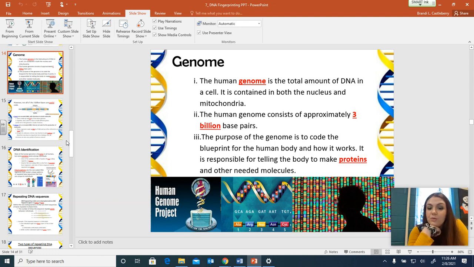The human genome is the total amount of DNA in a cell. It is contained in both the nucleus and the mitochondria. The human genome consists of 3 billion base pairs, so there's a whole bunch of combinations of genes. The purpose of the genome is to code the blueprint for the human body and how it works. It is responsible for telling the body to make proteins and other needed molecules, so it's a code.